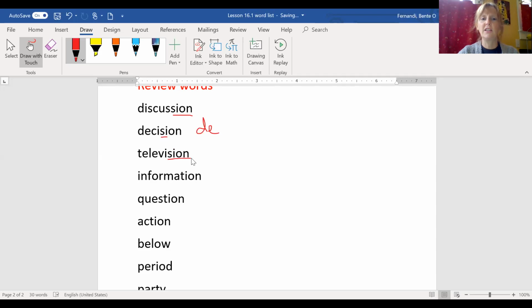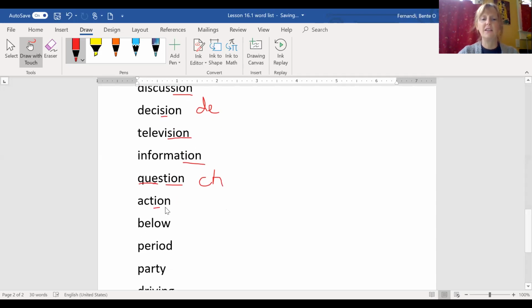Television, jeune here, and information, question. This is that H sound that we can hear, question. Most of the time, tion says shun. In a few words, it says tion. So think about that, because this word we have the qua, question. Action comes from act, and so we're just going to add the ion. That's a really easy one to remember.